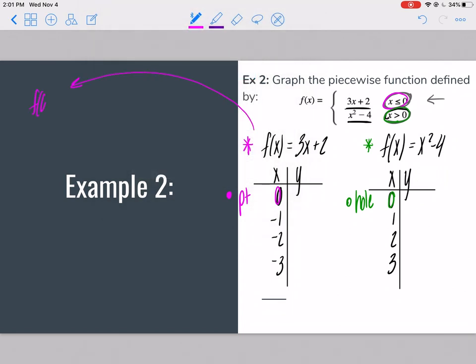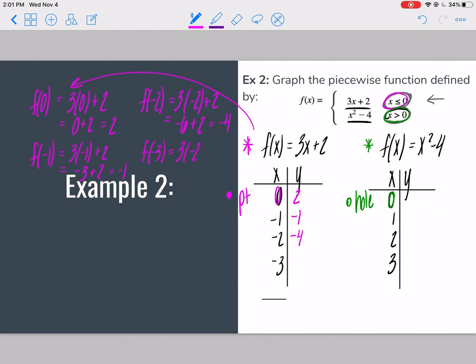So f of 0, I would get 3 times 0 plus 2, which is just going to be 0 plus 2, which is 2. Okay, then f of -1 would be 3 times -1 plus 2. That gives me -3 plus 2, which gives me -1. Then f of -2, which is 3 times -2 plus 2, which becomes -6 plus 2, which is -4. And then f of -3.